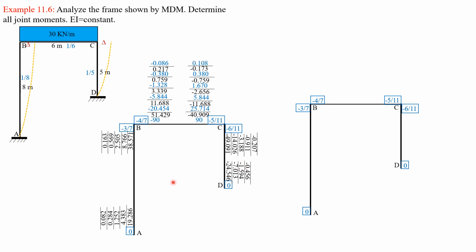But before we add these moments, we have to balance the values here so that we have the same moments distributed and carried over. Half of 0.037 is 0.018. Half of negative 0.059 is negative 0.030. So adding these moments, that's the moment in the first column at A.